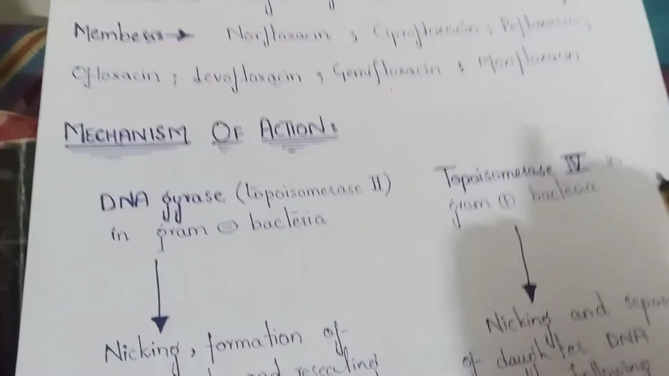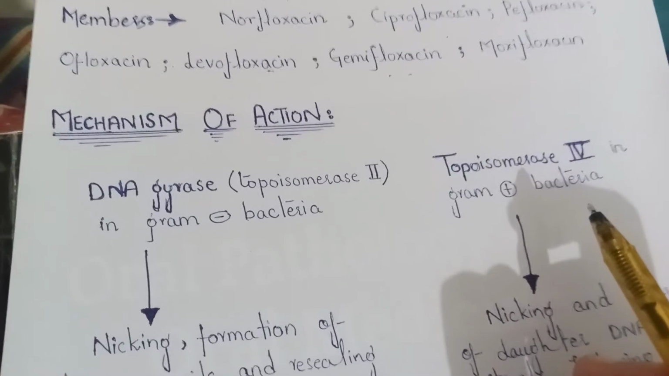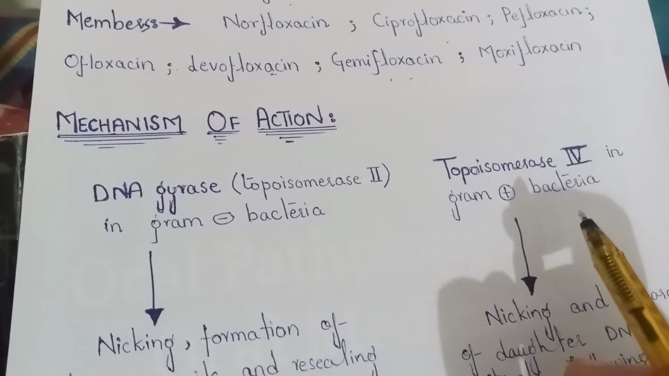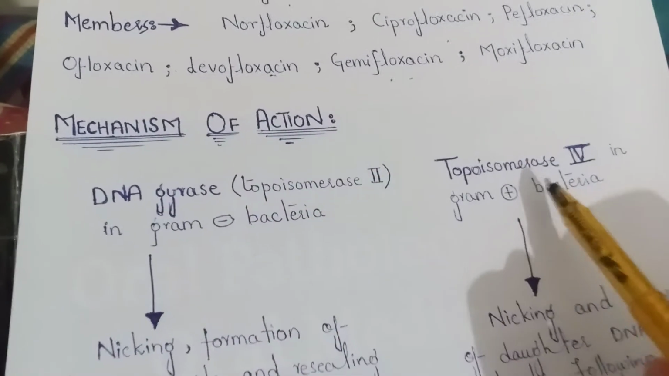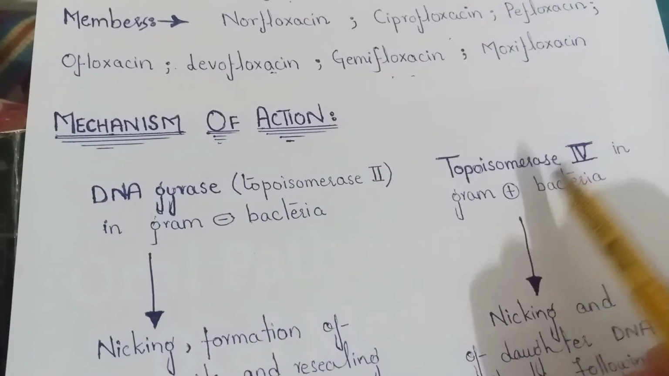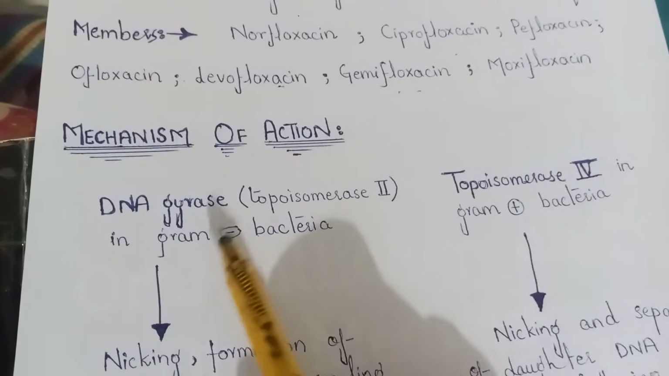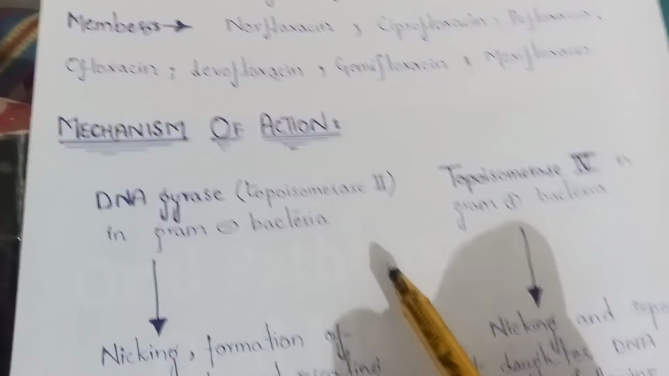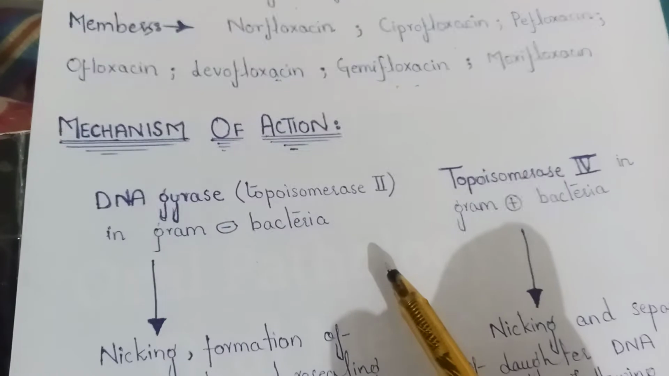Now, moving onwards towards its mechanism of action, we know that the quinolones and fluoroquinolones are DNA synthesis inhibitors. So there are two enzymes that are responsible for DNA replication. One is the DNA gyrase and the other is topoisomerase. What these drugs basically do is inhibit topoisomerase 4 and DNA gyrase, and thus inhibit DNA synthesis. If DNA is not being synthesized, it will lead to bacterial cell death.